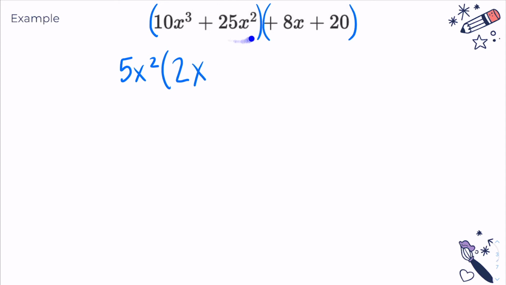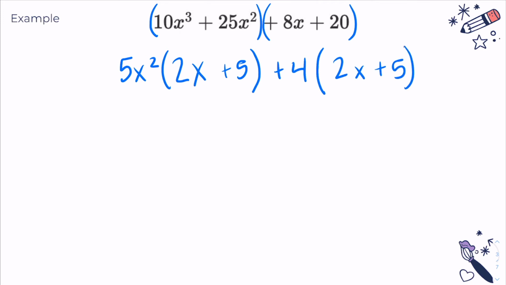And then divide our second term by our GCF. 25 divided by 5 is 5. And we know x squared divided by x squared is 1, or think our exponents 2 minus 2 is 0, so we don't have any x's. All right, now look at our second group. What's the GCF there? 4. Our GCF is 4. We factor out 4, and we're left with 2x plus 5.